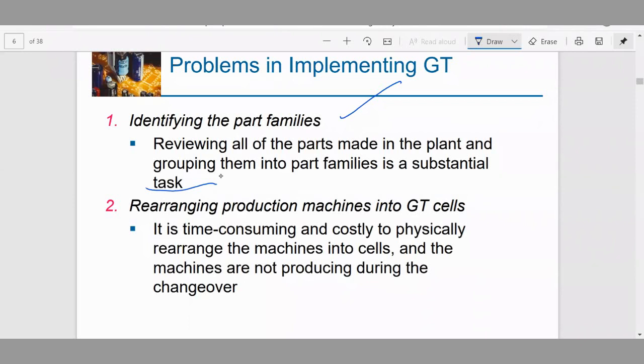Production means its sequence, its process, and its machines. Second is rearranging production machines into group technology cells. For example, there is a typical batch production. First of all, you need to find the number of parts, and then you need to convert those parts into groups.